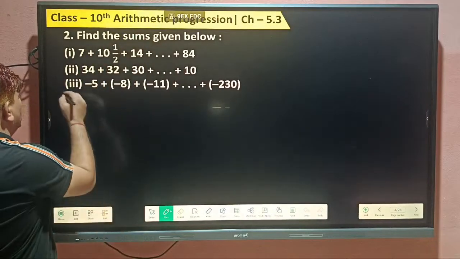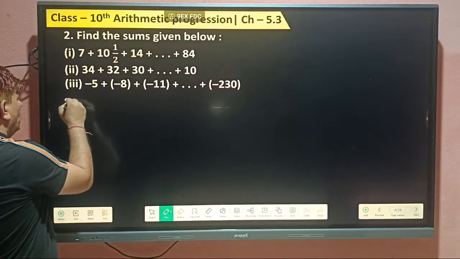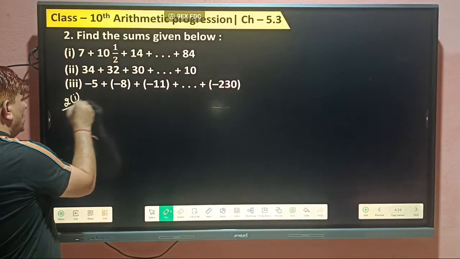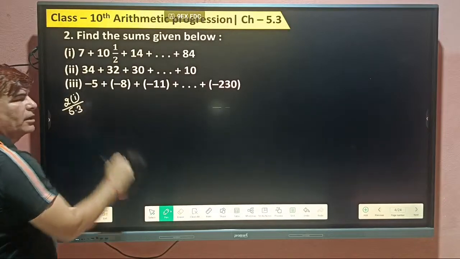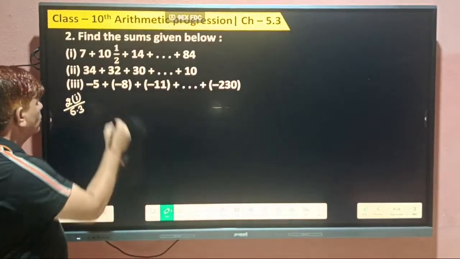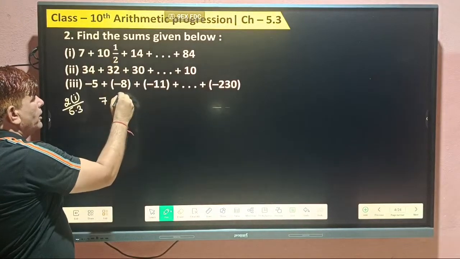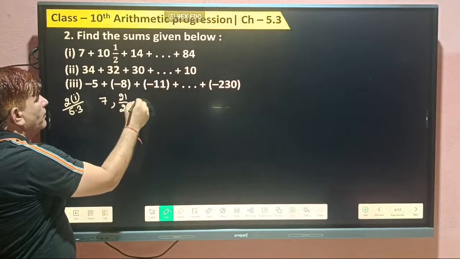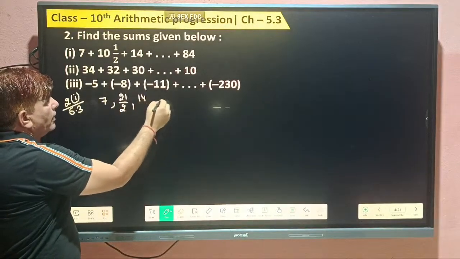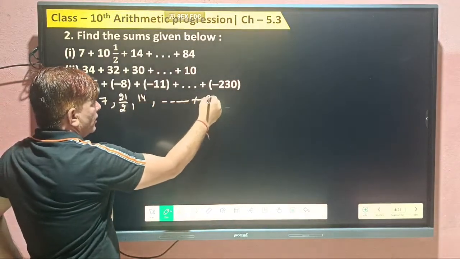So I can write here question number 2, first part, exercise 5.3, class 10th. So what's 7? Multiply 21 by 2, then 14, then the last term is what? 84.